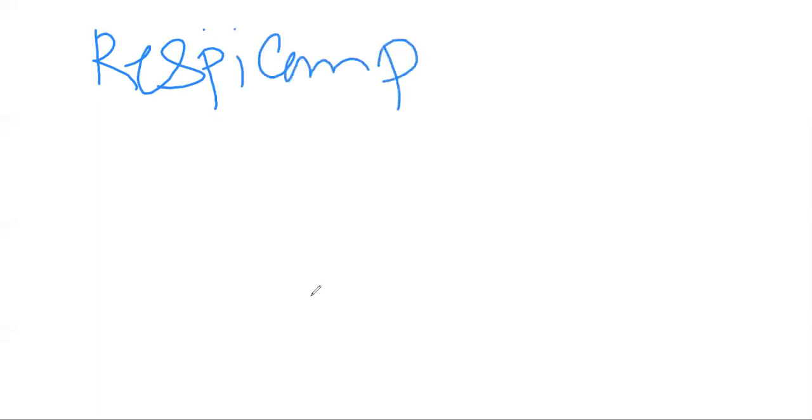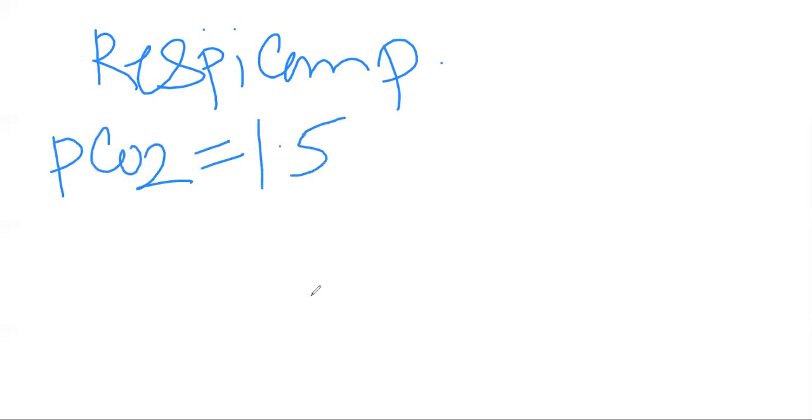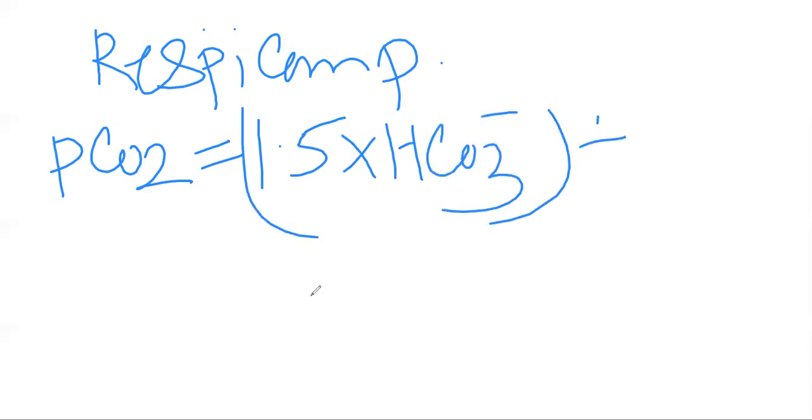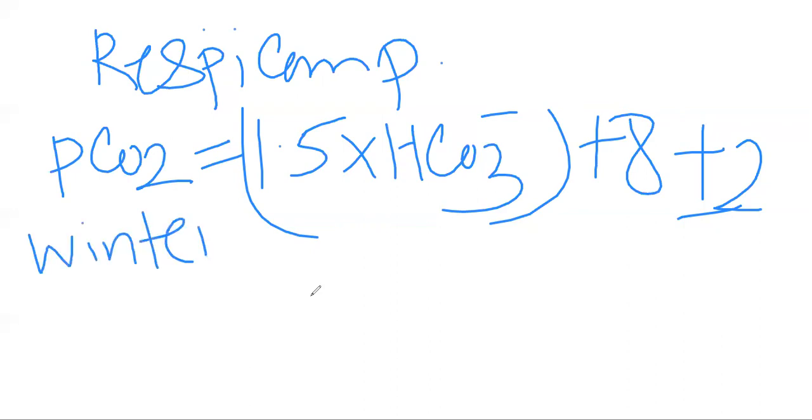So if there is compensated respiratory acidosis, if respiratory compensation is there, then you have to use this equation: PCO2 is equal to 1.5 into bicarbonate plus 8 plus minus 2. This is known as Winter's formula.